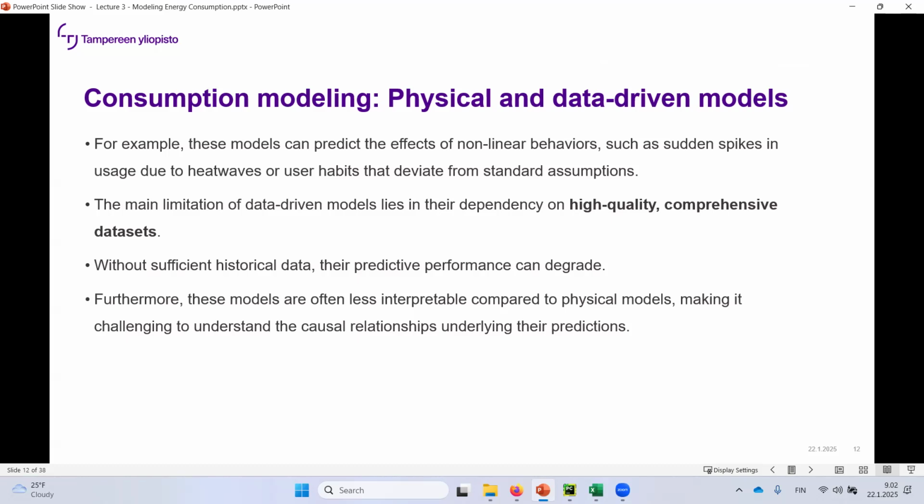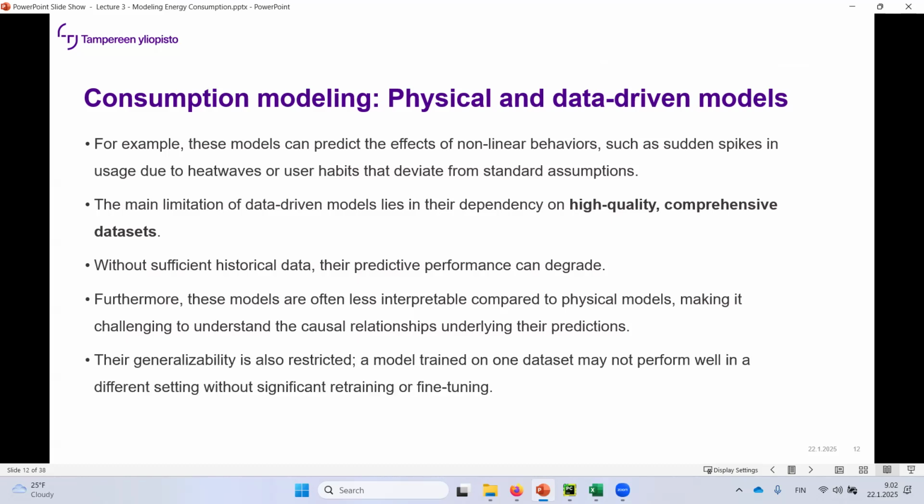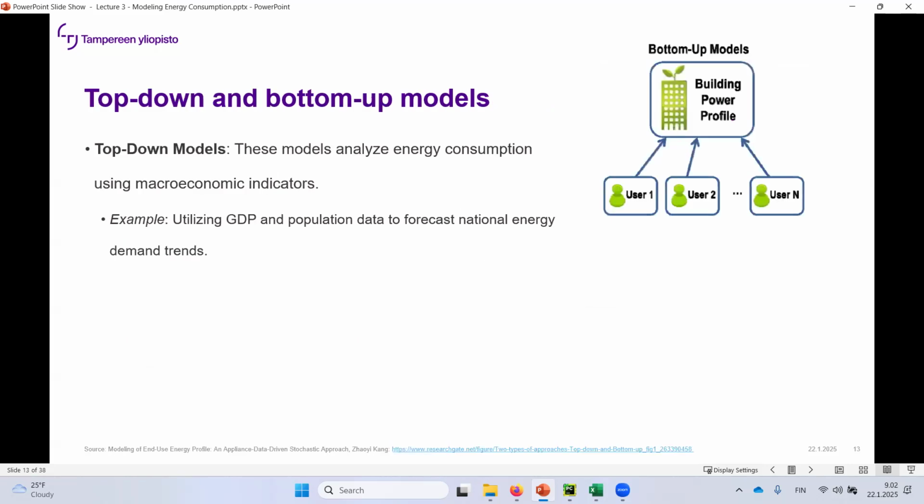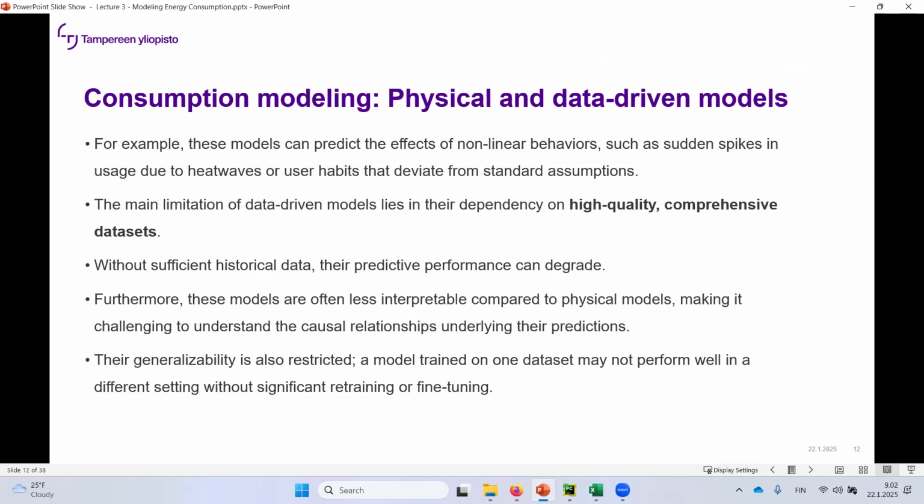And in this, it might be hard to understand the causalities. Whenever you have neural networks, then you start to ponder, why is my electricity price, for example, last time in the exercises, why is my electricity price negative? You might not find the reason for that so easily. So that's for the physical and data-driven models.